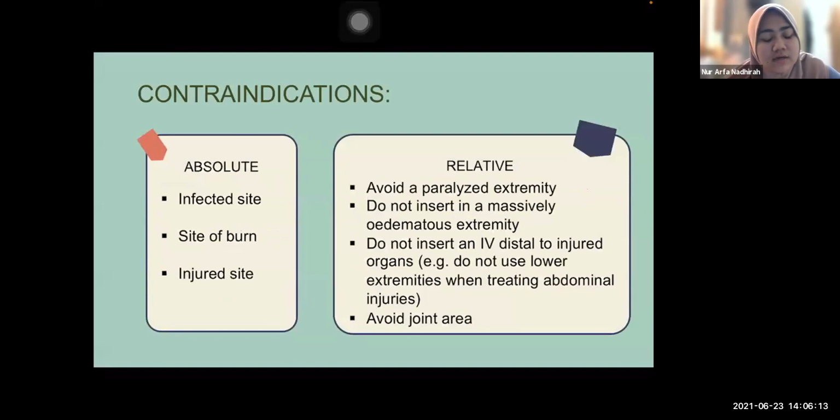Next, the contraindication. The absolute contraindication includes if there is any infected site, any site of burn or any injured site. And the relative contraindications: we need to avoid paralyzed extremities and we do not insert in a massively edematous extremity. And we do not insert an intravenous line distal to the injured organ. For example, we do not use the lower extremities when treating abdominal injuries. And we also avoid the joint area if we want to do the peripheral venous cannulation.